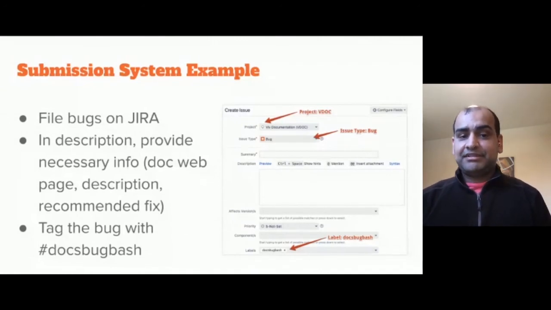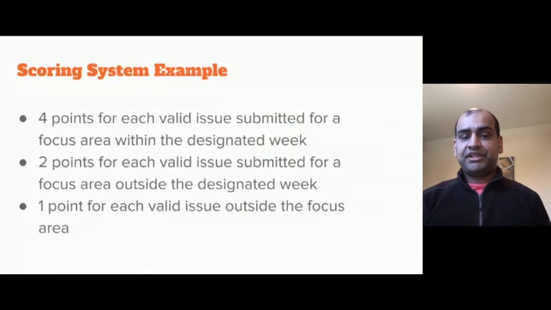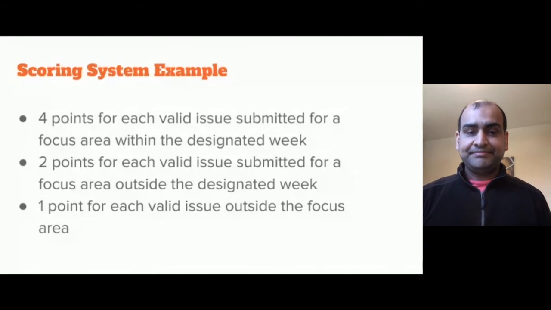Here's a scoring system example. We wanted to make sure that things were submitted in a specific manner. So we gave more points if you submitted a bug within a specific category for a certain designated week. We gave you 4 points if it was right on point. And if it was outside of the category that we're looking for, you still want to make sure that you're rewarding folks. So we still give 2 points or 1 point, depending on whether it's outside the focus area or it wasn't in our category list at all.